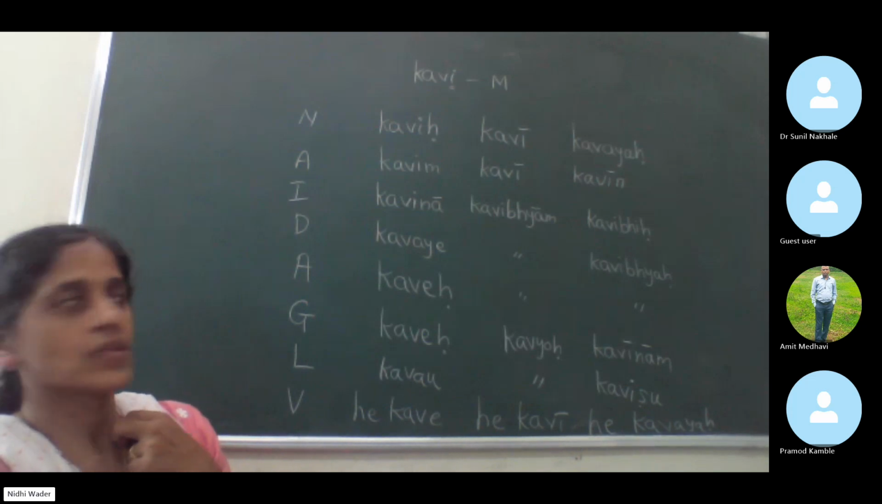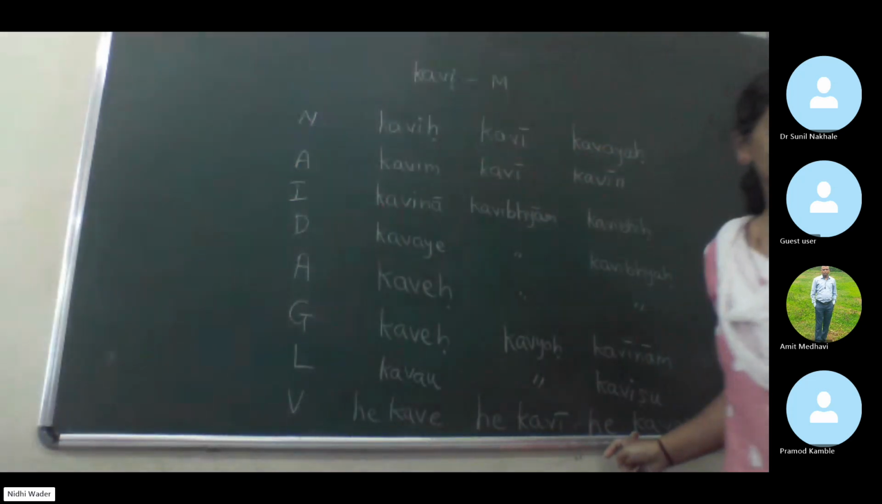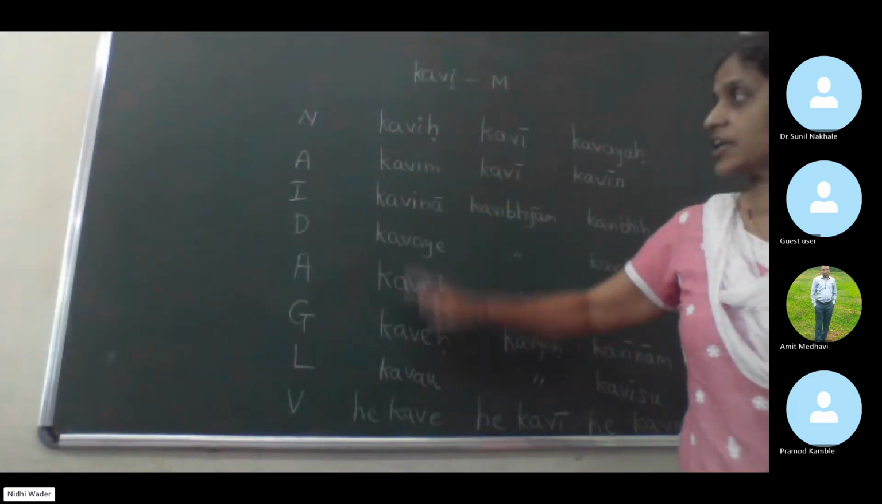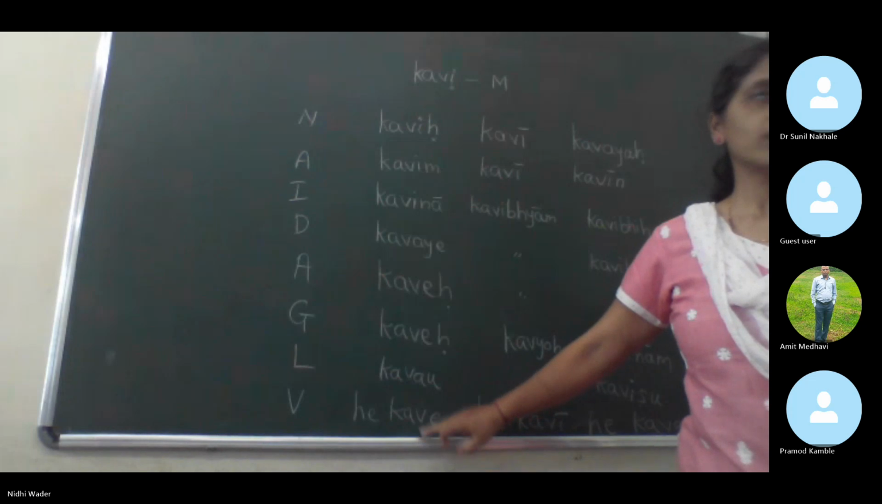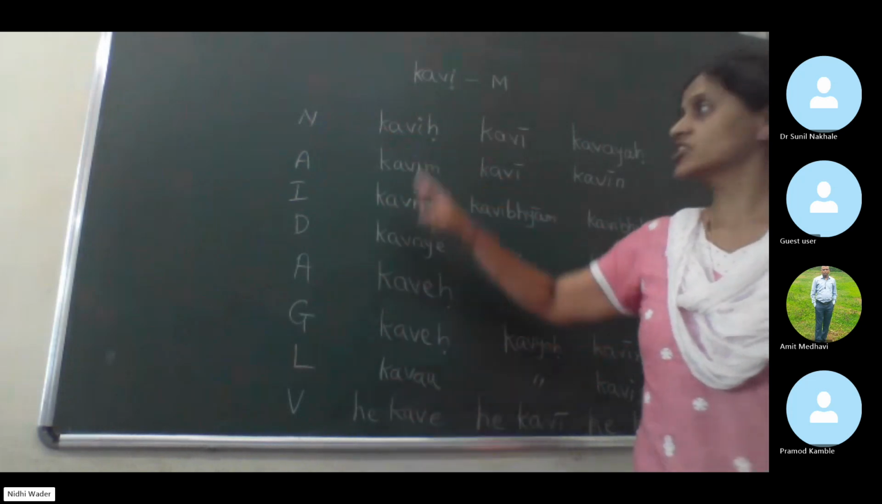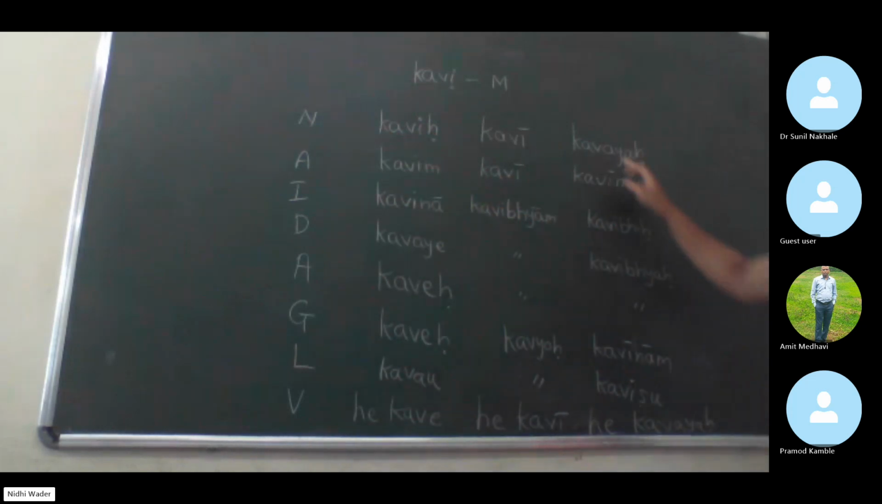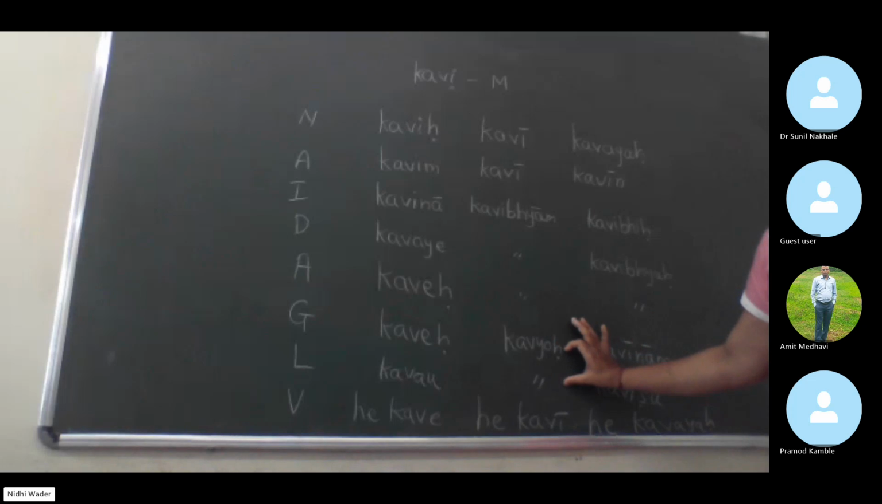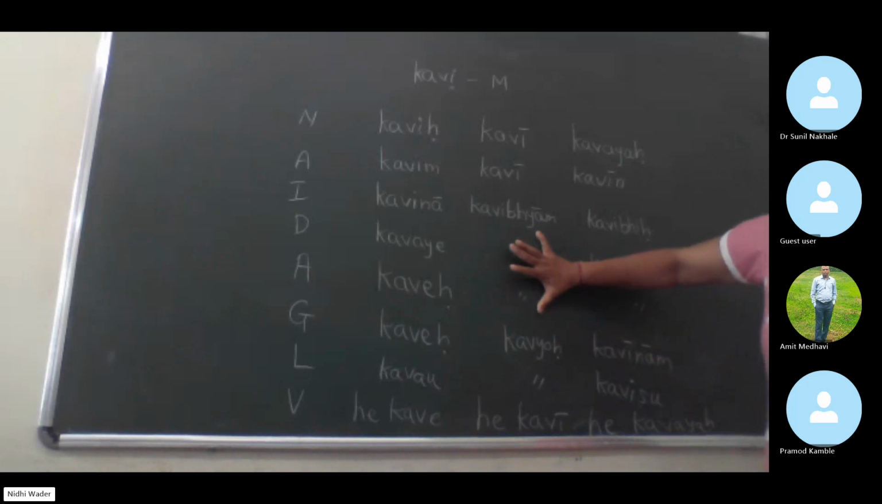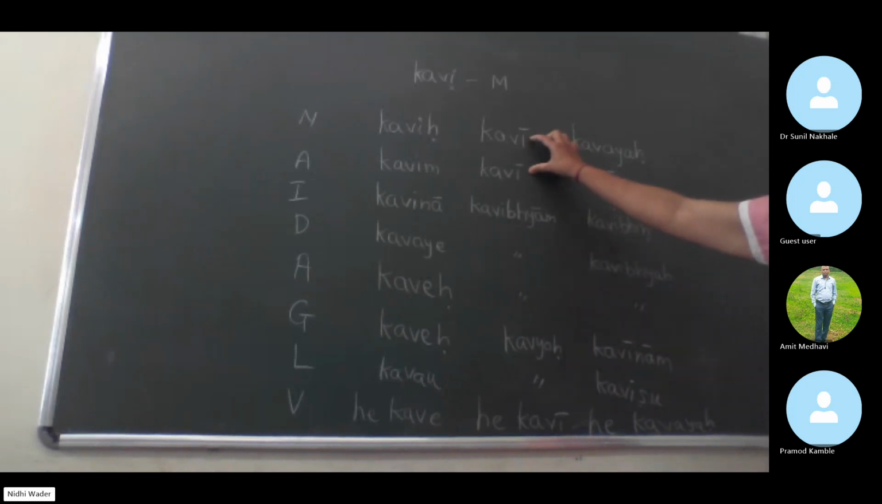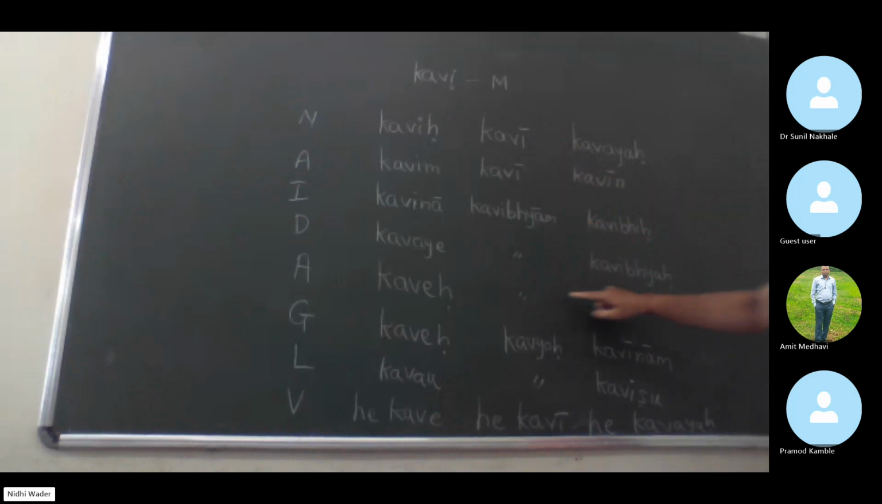So this form is the same, this form is the same, always. Nominative and vocative, only the singular changes. These two forms are always the same. These three forms are always the same, and these two forms are always the same. This is always bhyam, this is always bhyaha, this is always naam.